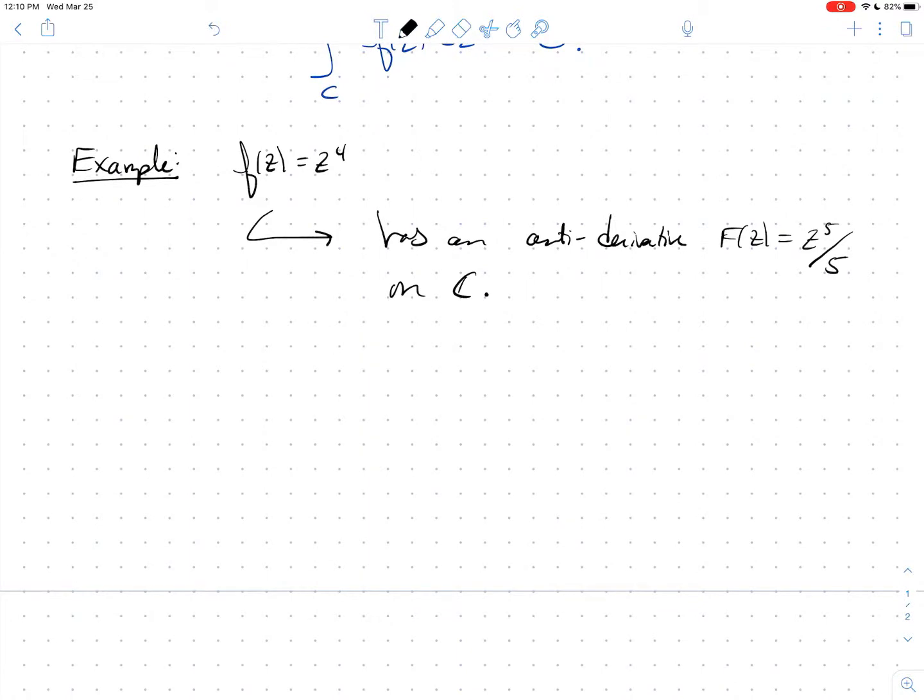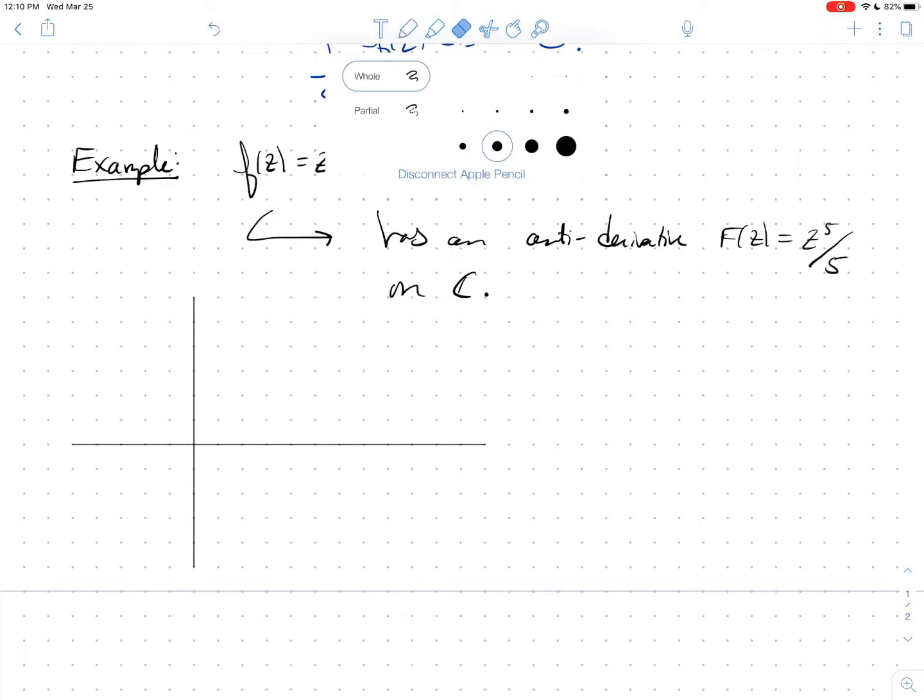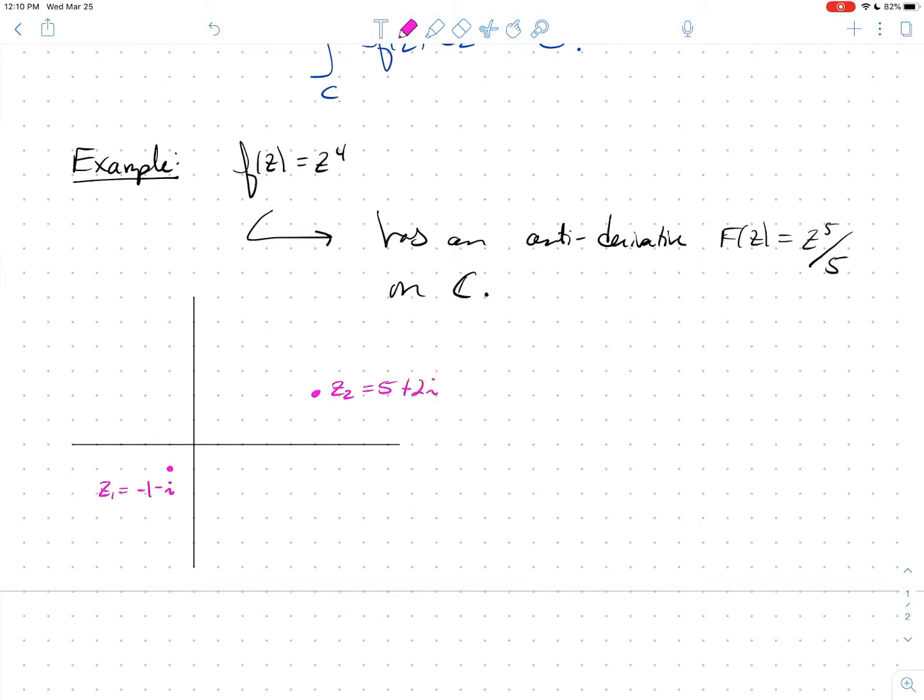Well, let's start by choosing 2 random points in the complex plane. Maybe I'll use bright pink for the points. Let's call this one Z1. So Z1 is, sorry, minus 1 minus I. And Z2 is 5 plus 2I. So 1, 2, 3, 4, 5, 2I. So here's Z2 equals 5 plus 2I.